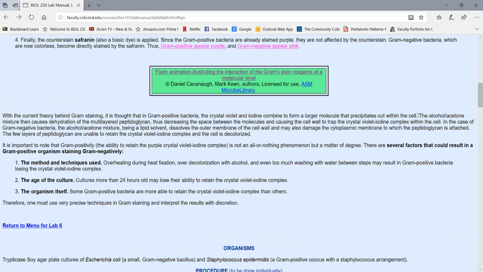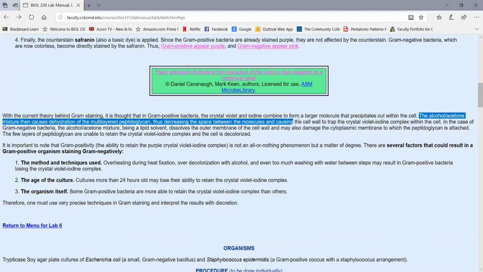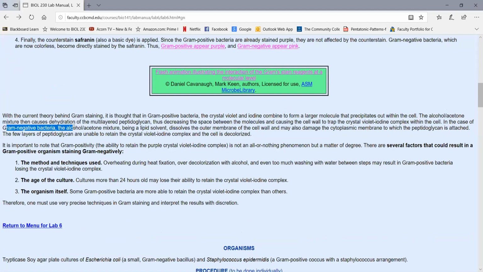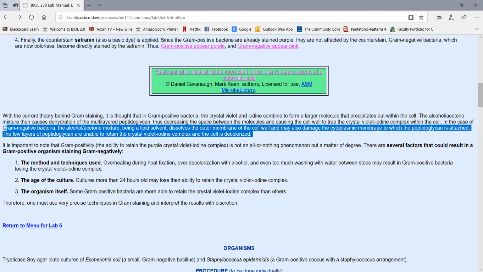And here we have it stated: the alcohol or alcohol acetone causes dehydration of the multilayered peptidoglycan, decreasing the space between the molecules, causing the cell wall to trap the insoluble crystal violet iodine complex within the cell. But in gram-negative bacteria, the alcohol or alcohol acetone mixture, being a lipid solvent, dissolves the outer membrane, may also damage the cytoplasmic membrane, and so as a result, the crystal violet iodine complex is leached out and it becomes decolorized.